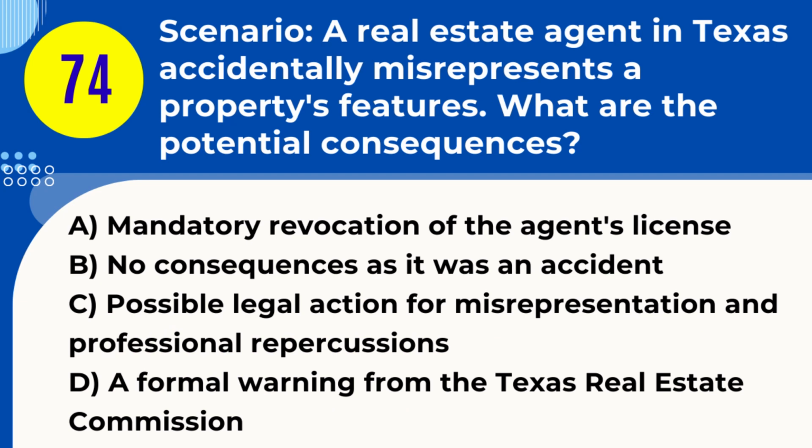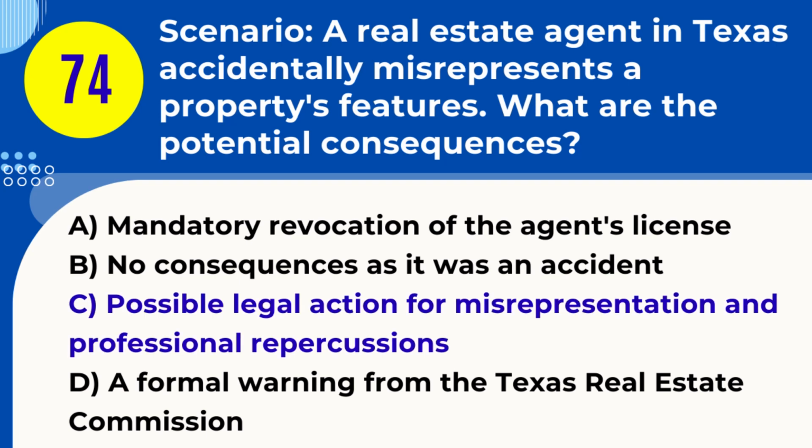Question 74. Scenario: A real estate agent in Texas accidentally misrepresents a property's features. What are the potential consequences? A. Mandatory revocation of the agent's license. B. No consequences as it was an accident. C. Possible legal action for misrepresentation and professional repercussions. D. A formal warning from the Texas Real Estate Commission.